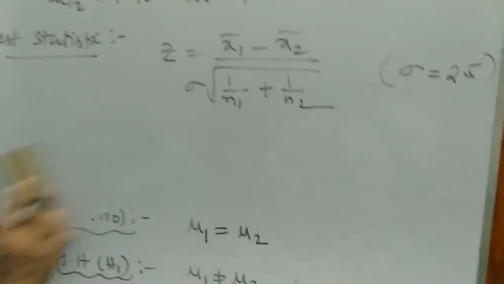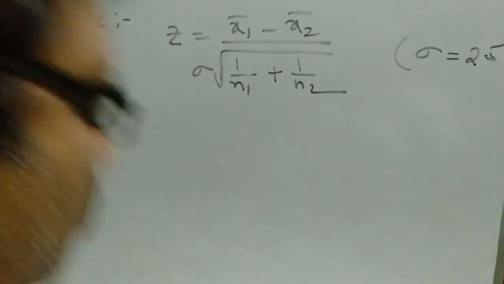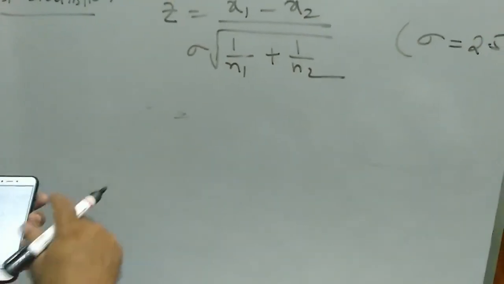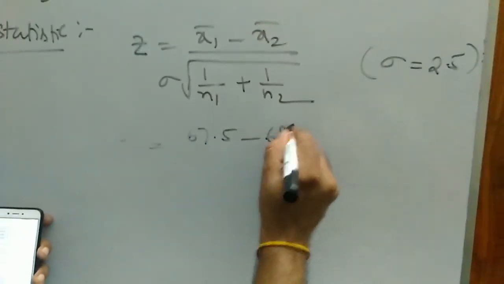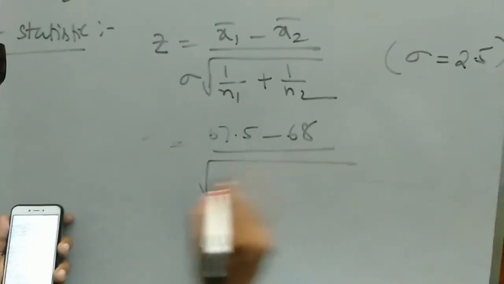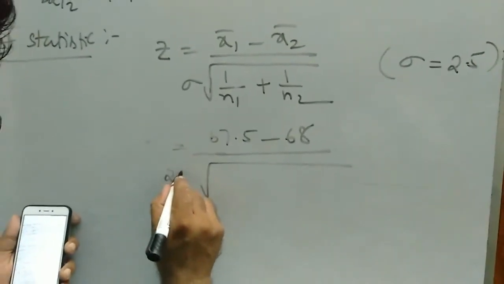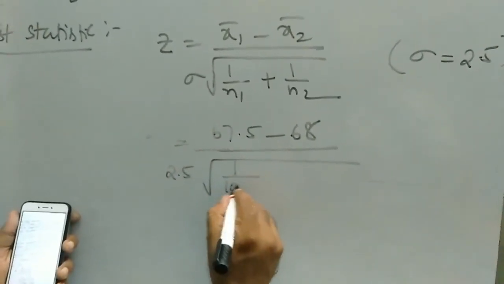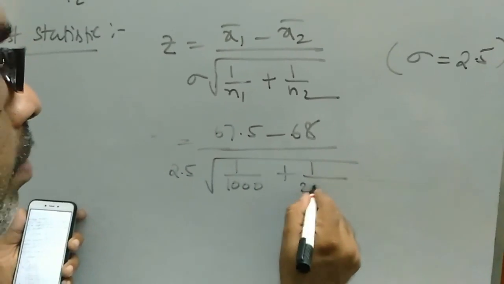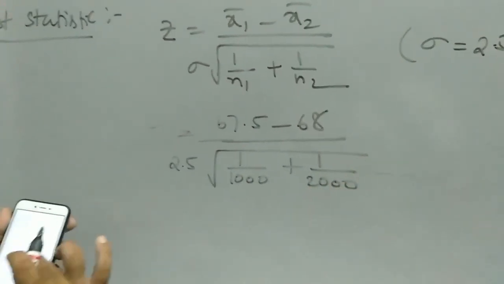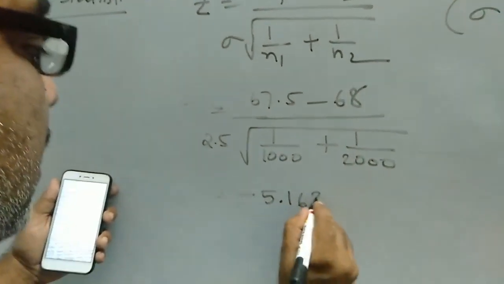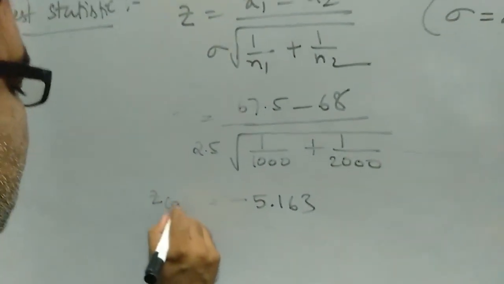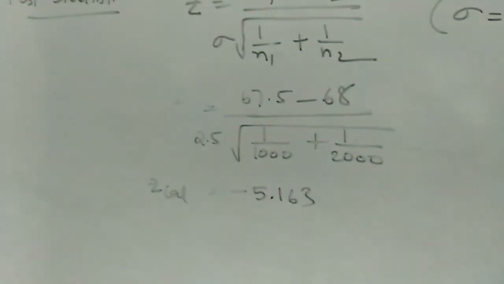That is what is written here, sigma 1 square. So now substitute the values. What is x1 bar? x1 bar is 67.5 minus 68, by square root of, what sigma value is given? 2.5 into 1 by 1000 plus 1 by 2000. So this is equal to minus 5.163. Calculate it. This is the Z calculated value.